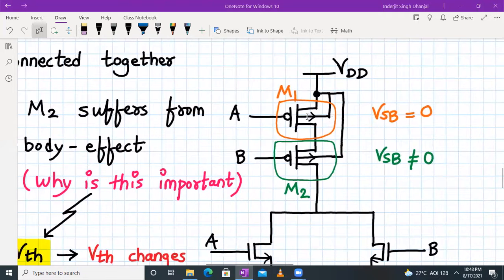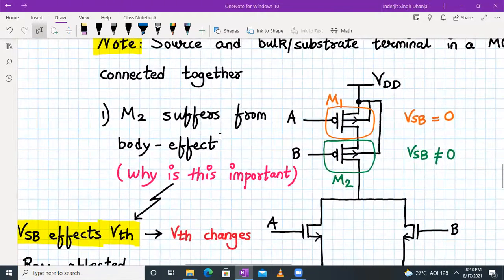So concentrate on the PMOS transistor with the input A, which is M1. If you see carefully, the source terminal over here is connected to VDD, as well as the bulk terminal is connected to VDD. So VSB for M1 is 0. Whereas if you see transistor M2 with the input B, your source terminal is not connected to VDD, whereas your body terminal or bulk terminal is connected to VDD. That means there is a potential difference between the source and the bulk terminal. That means VSB is not equal to 0. Hence, the M2 transistor suffers from the body effect.